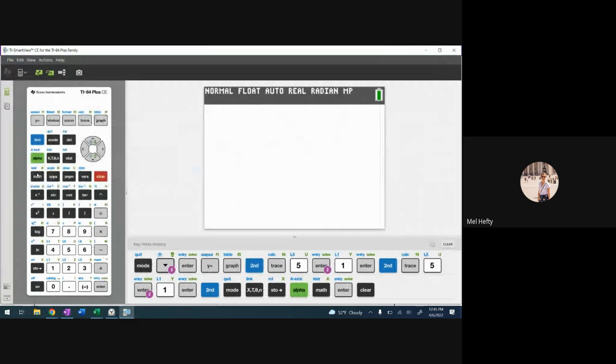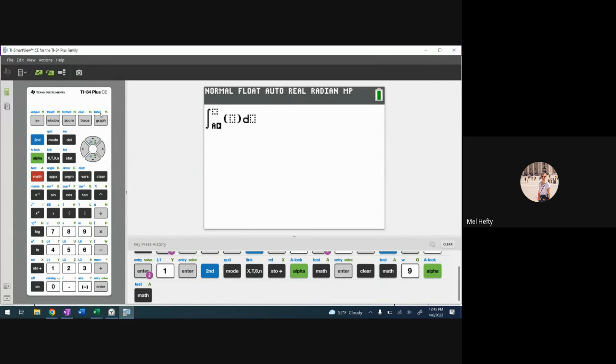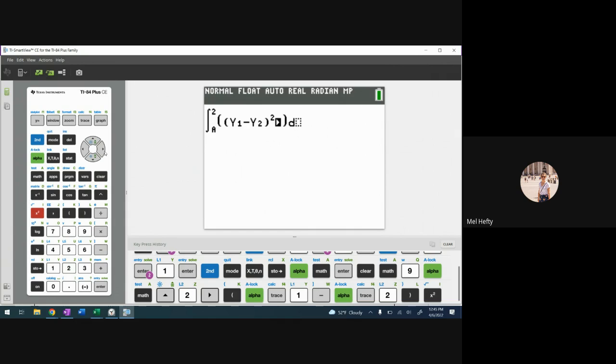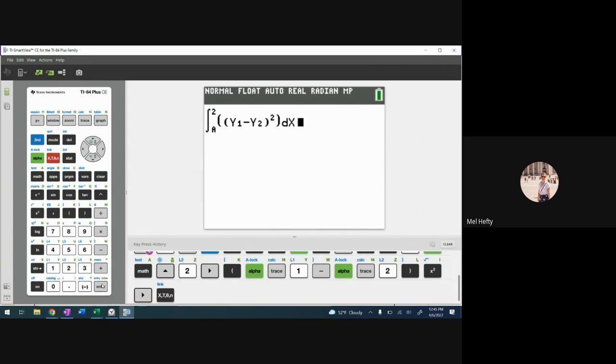All right, so let's go ahead and plug this in. I'm going to math 9. I'm going to go alpha A up to 2. Does anyone remember how I can reference my alpha trace? Nice. Alpha trace y1 minus alpha trace y2 and squared and dx. I'm going to cross my fingers that I typed that all right. Let's see. Did anyone else get 1.283? Yep. All right. 3 decimal places per usual.